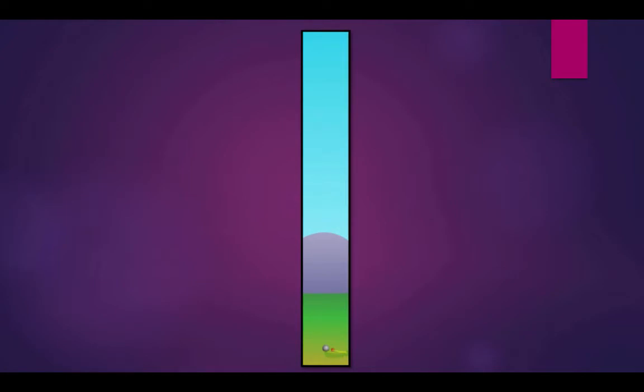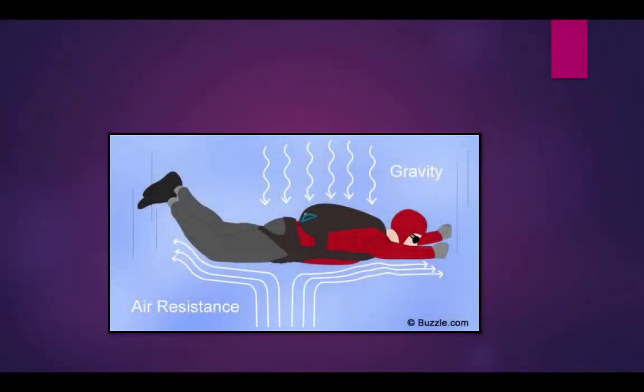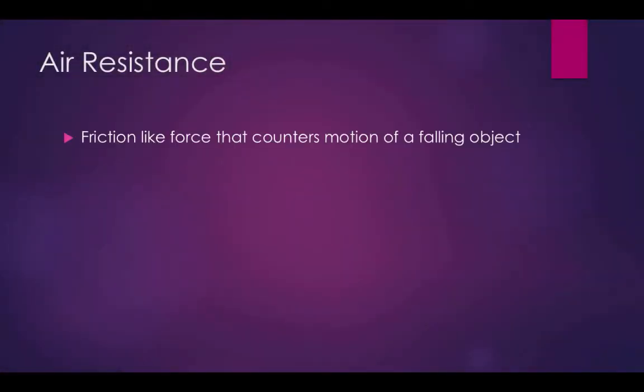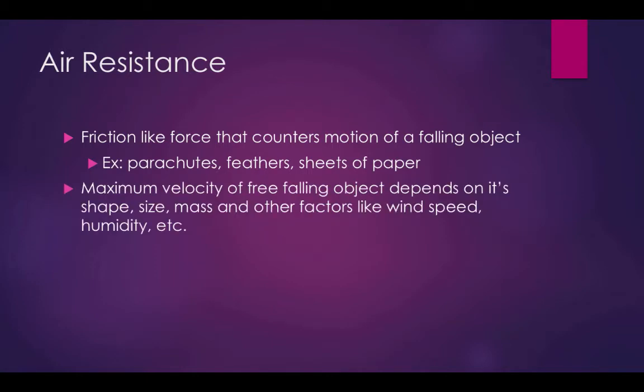Air is made of atoms and molecules which will slow free-falling objects down when the falling object runs into them. It's called air resistance. Air resistance is a friction-like force that counters the movement of falling objects. The maximum velocity of a falling object depends on the object's shape, size, and mass, but also other factors like wind speed and humidity. Terminal velocity is the maximum velocity an object can fall when variables are considered.